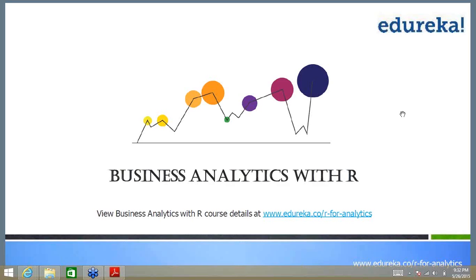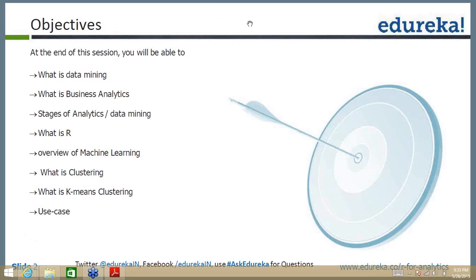So without further ado, I want to jump into this, friends. So let's go over the deck. Here are the objectives, friends.